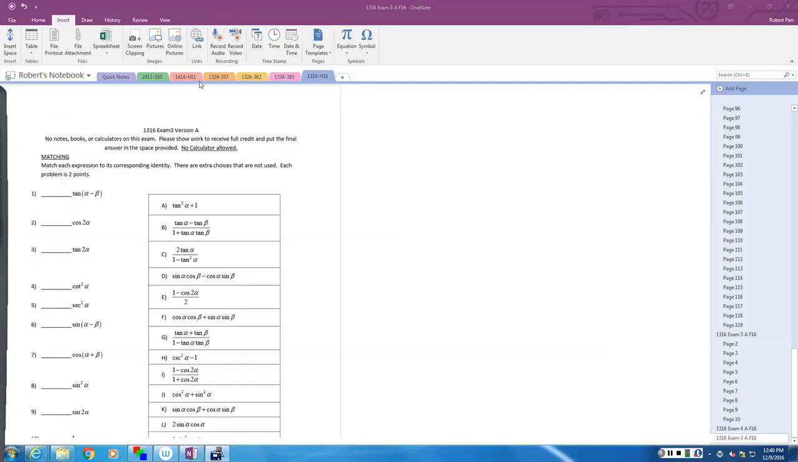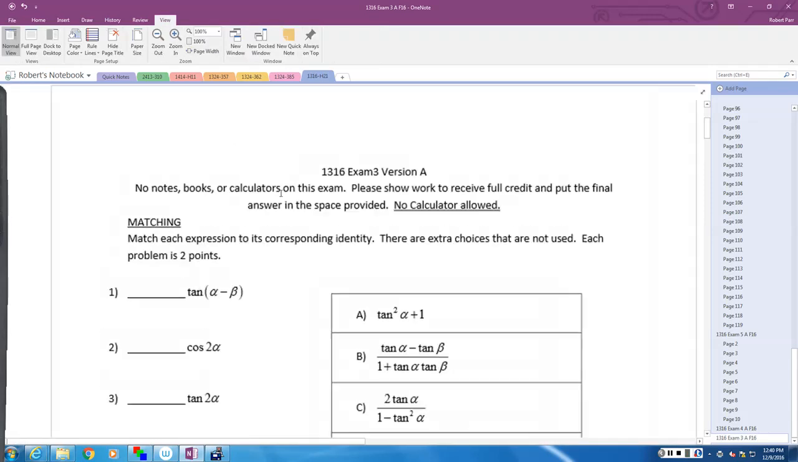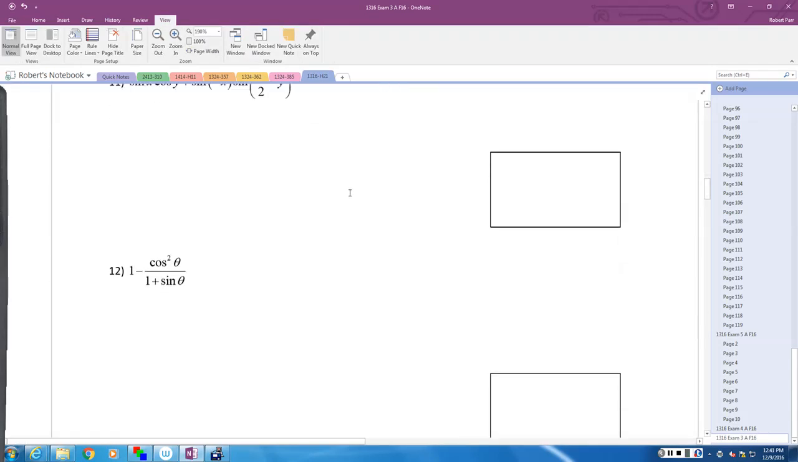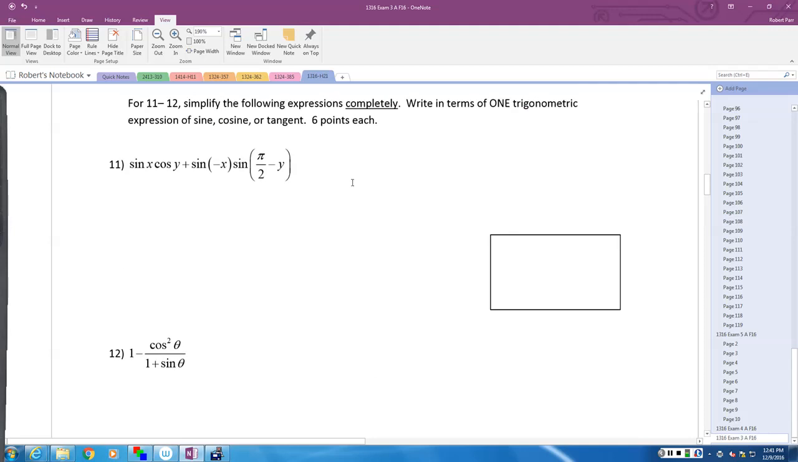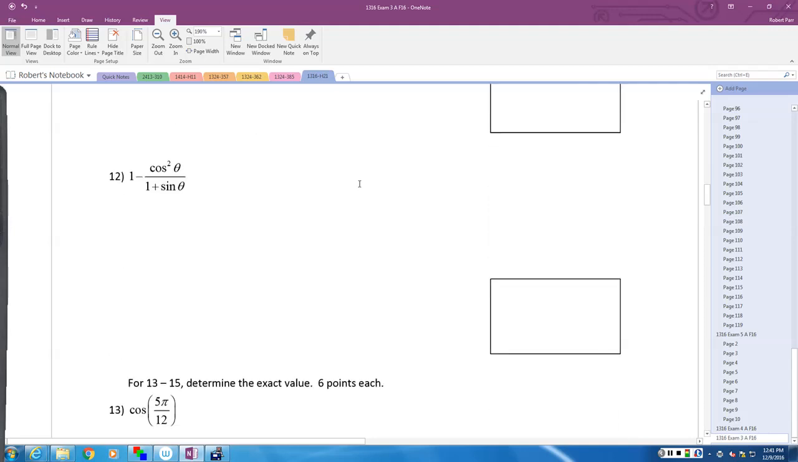And that was number 12. See? You can't go nowhere. All right, so what do I want to do? Just simplify it into one trig function?